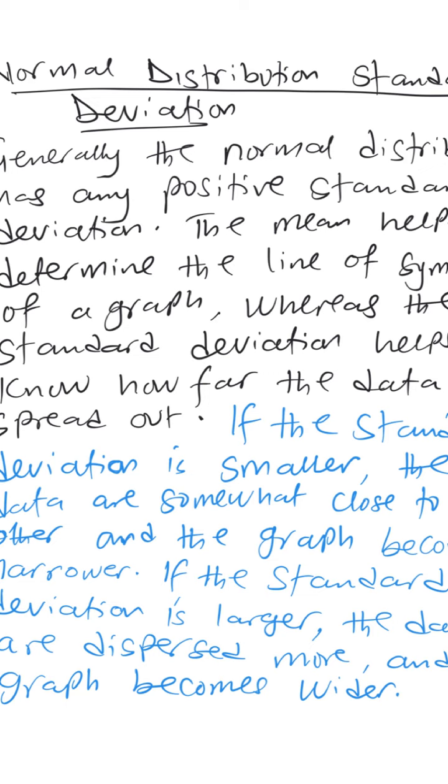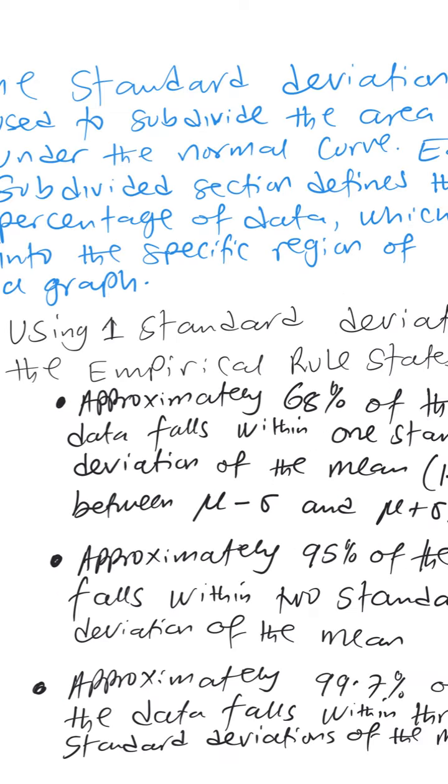Let me give you some more information before I talk to you about the standard normal distribution. The empirical rule states that approximately 68% of the data falls within one standard deviation of the mean, 95% of the data falls within two standard deviations of the mean, and about 99.7% of the data falls within three standard deviations of the mean. So this is what we are saying.